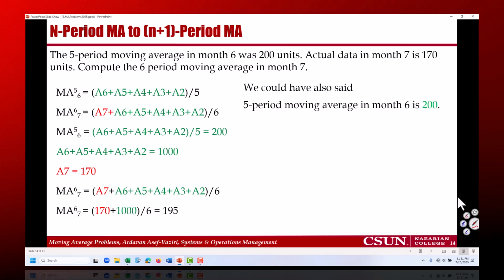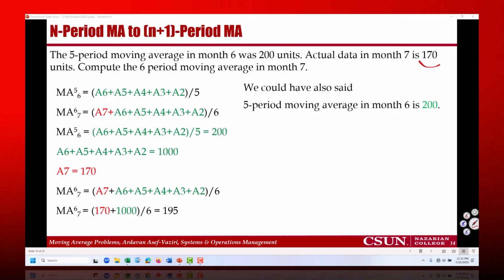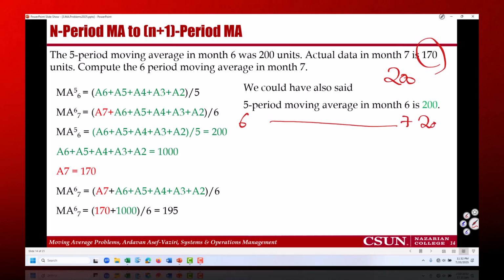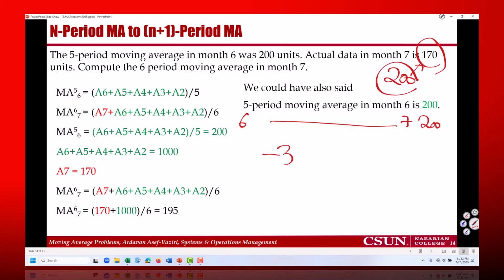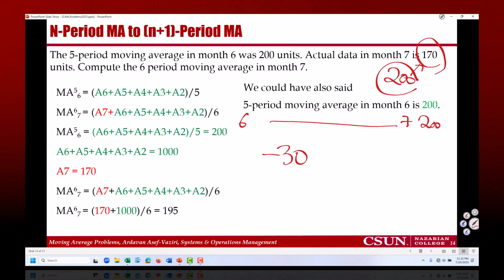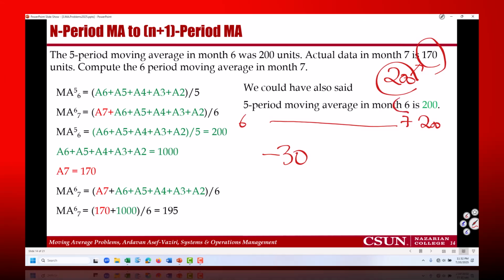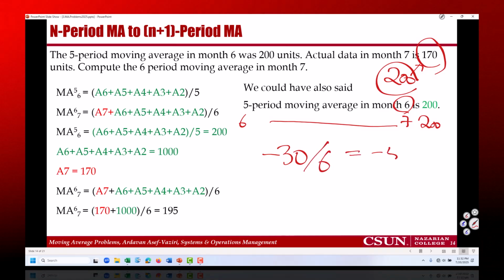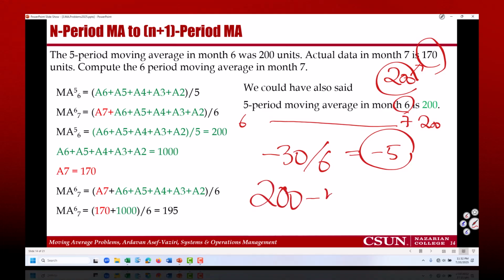The 5-period moving average in month 6 is 200. If this 170 was 200, then the 6-period moving average in month 7 was also 200. But it is not 200, it is 170. 170 is 30 short of 200. And that 30 should be divided between 6 months. So 30 divided by 6 is equal to -5. It was 200. I need to subtract 5, so that is 195.